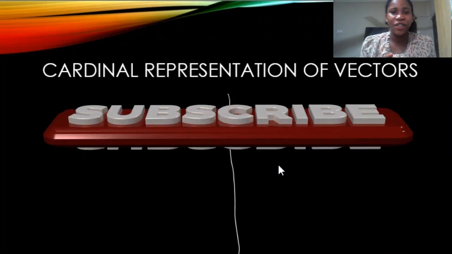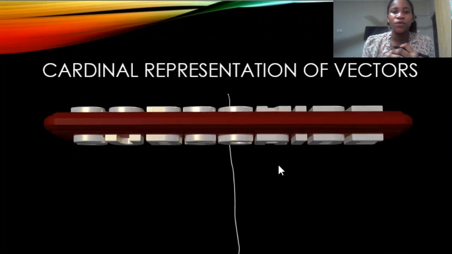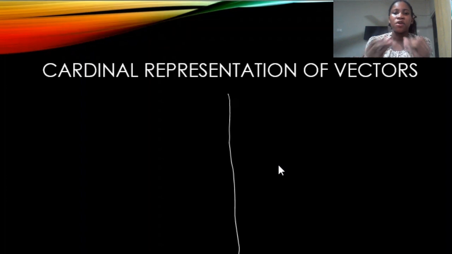Welcome to Scholar Opportunity Nexus, and in today's series of videos, we'll be looking at the geographical representation of vectors, specifically cardinal representation of vectors. In as much as we always say a vector is a physical quantity that has a magnitude and a specified direction, these vectors must also be represented.